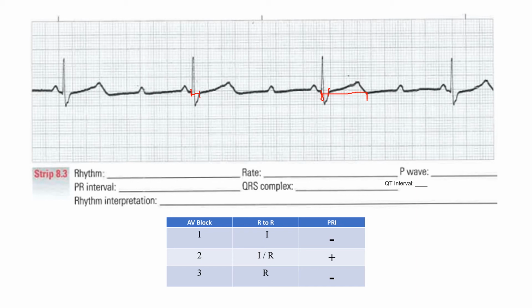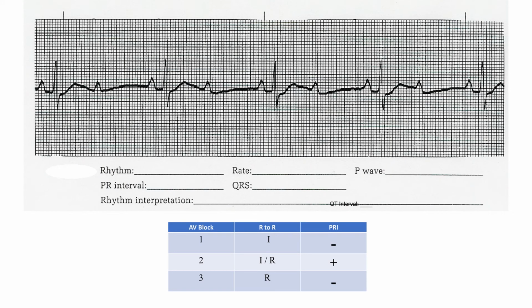So going back down into my little AV block chart, the R to R is regular, so it cannot be a second degree type 1. Then I look at my PR interval. Is it constant? Yes, it is constant, and so therefore it is a second degree type 2. If you interpreted this rhythm as a second degree type 2, you were correct. And it has a 3-to-1 conduction block.